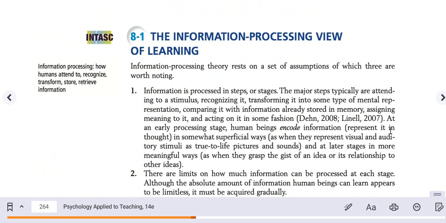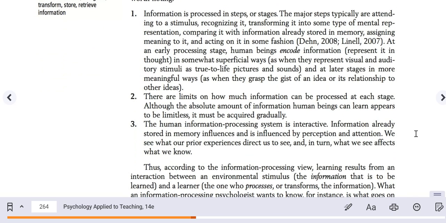The information processing view of learning. Information processing theory rests on a set of assumptions of which 3 are worth noting. Information is processed in steps or stages. The major steps typically are attending to a stimulus, recognizing it, transforming it into some type of mental representation, comparing it with information already stored in memory, assigning meaning to it, and acting on it in some fashion.